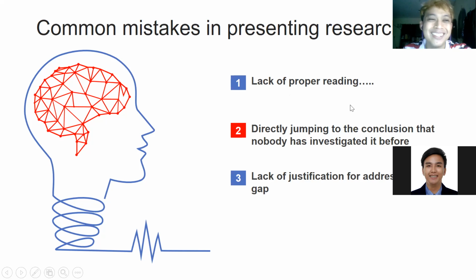It's like, oh, this is the problem, this is the solution, and if it's as simple as that, then perhaps the quality of the research is just not that good. If you can see, oh, this is a detailed analysis and so on, that will be a great research topic. Okay. And then lack of justification for addressing the gap.